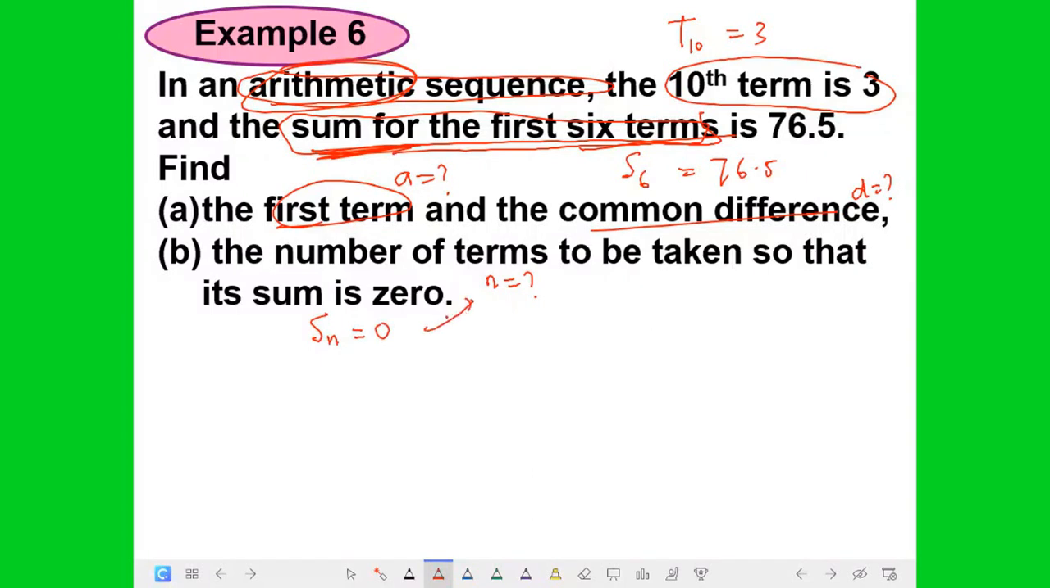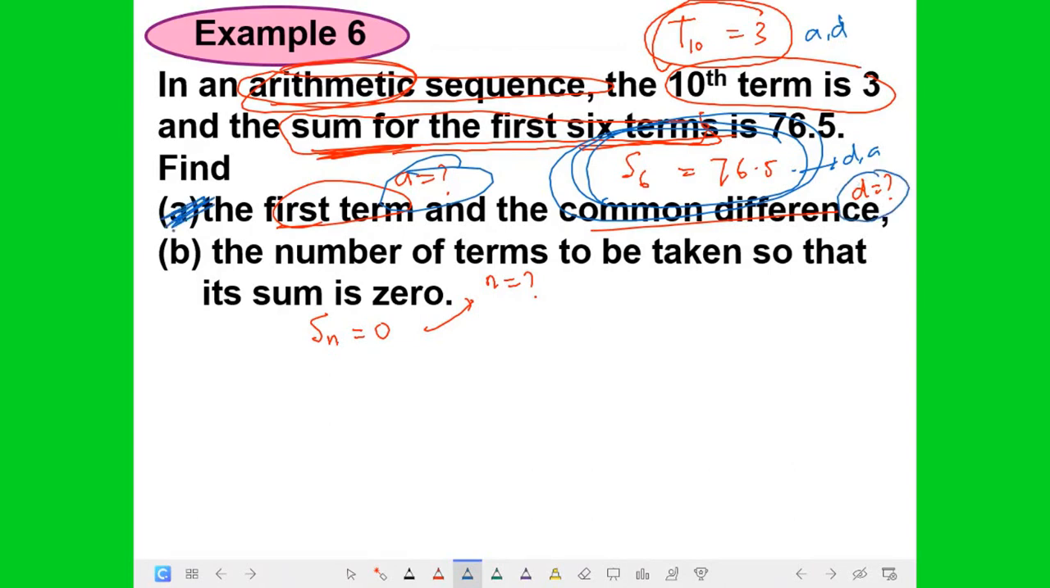Okay, find n. Given this first equation, T10 equals 3. In T there is a and d, and n we already know is 10. And this is the second info: in this there is a, d and 6. So we need to find a and d, the unknowns. There are two equations. Using simultaneous equations, solve for a and d. Settle the first one, part A. The second, you need to use the first info to solve part B.